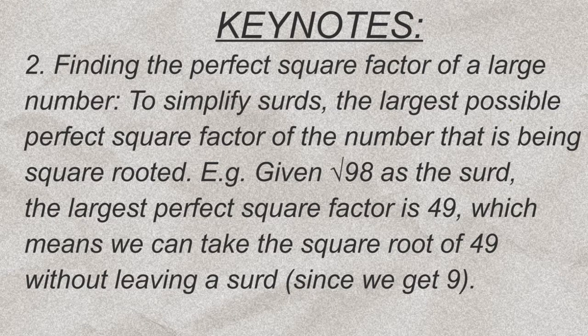Square root of 49 will give us a 7. So if we find a number we can multiply 49 with to give us 98, that will simplify that surd, square root of 98. I know you get that.